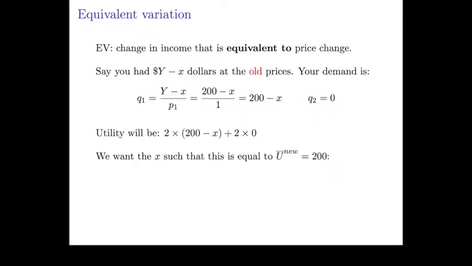So your utility at the old prices, if I take away X dollars, is going to be 2 times the amount of good 1 that you buy plus 2 times the amount of good 2 that you buy, which is going to be 2 times (200 minus X) plus 2 times 0.